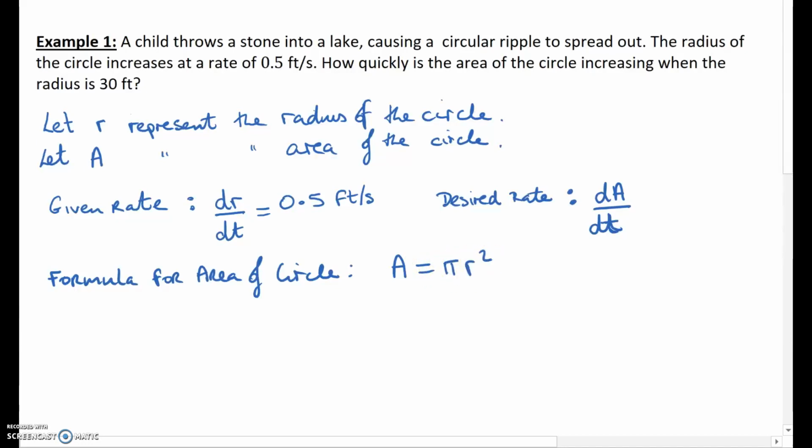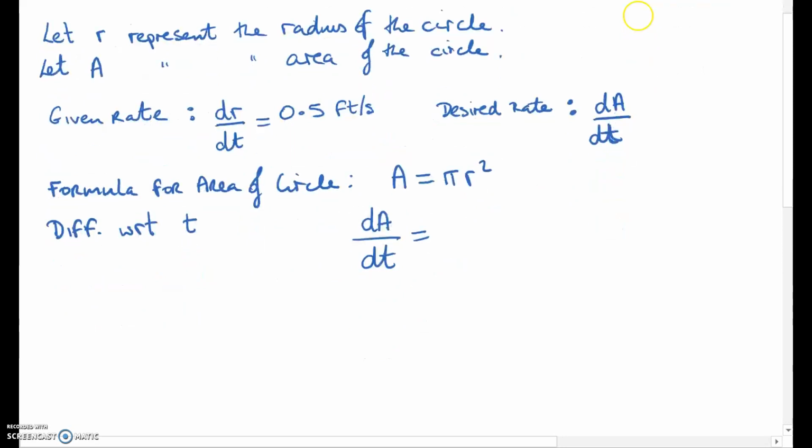And now we're going to differentiate that with respect to t. So the way you do this is new. Differentiate A with respect to t gives you dA dt. And then if we differentiate the right hand side, pi is a constant, r is squared. R is a variable. So when we're differentiating the variable, we multiply down by the power, because it's a polynomial, multiply down by the power, reduce the power by 1. So that's going to be 2 pi r.